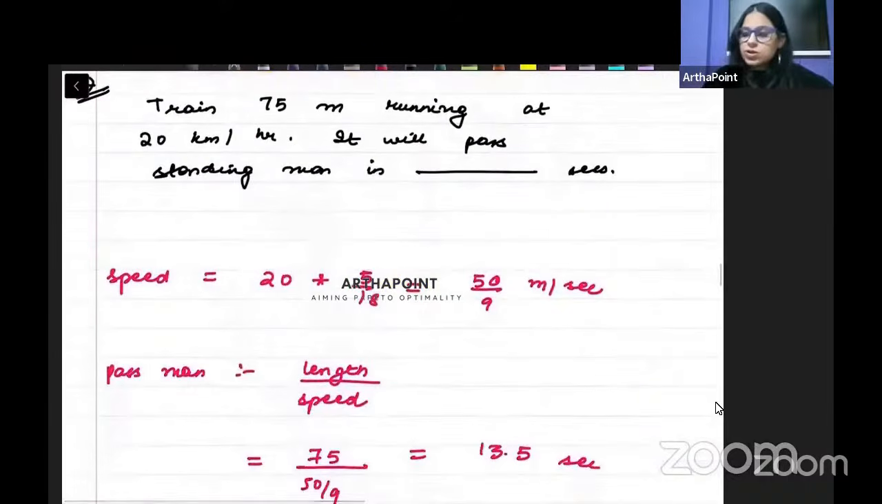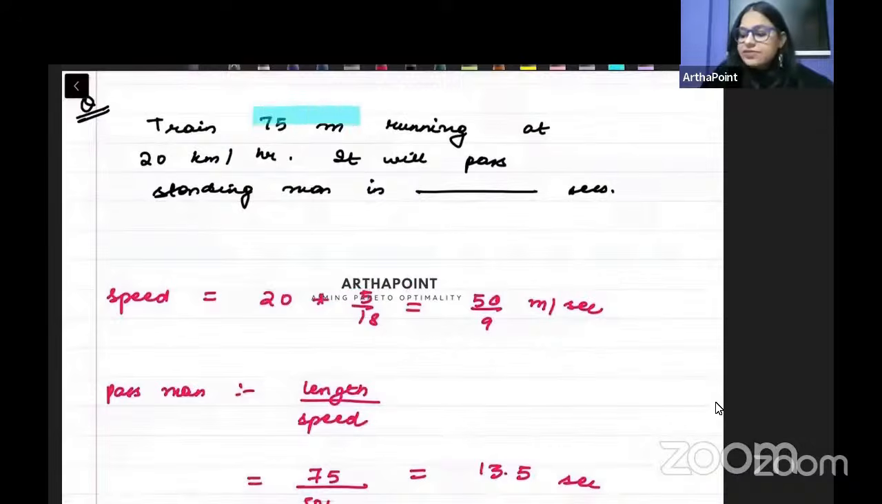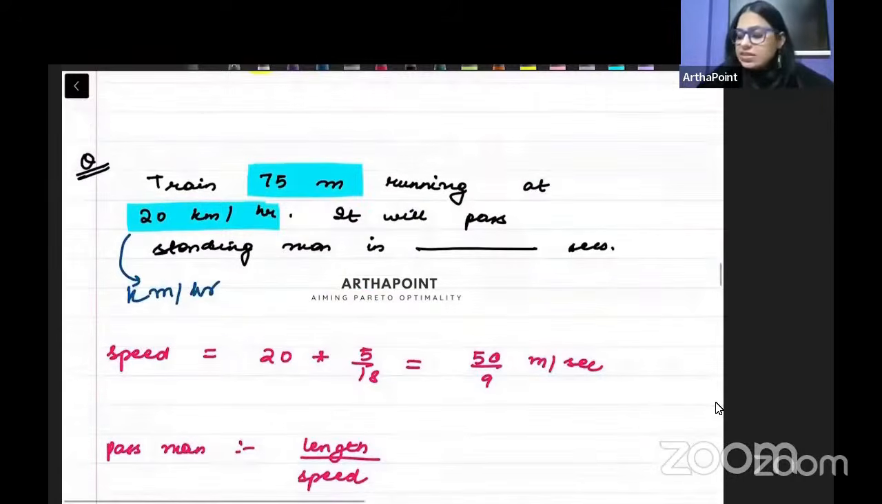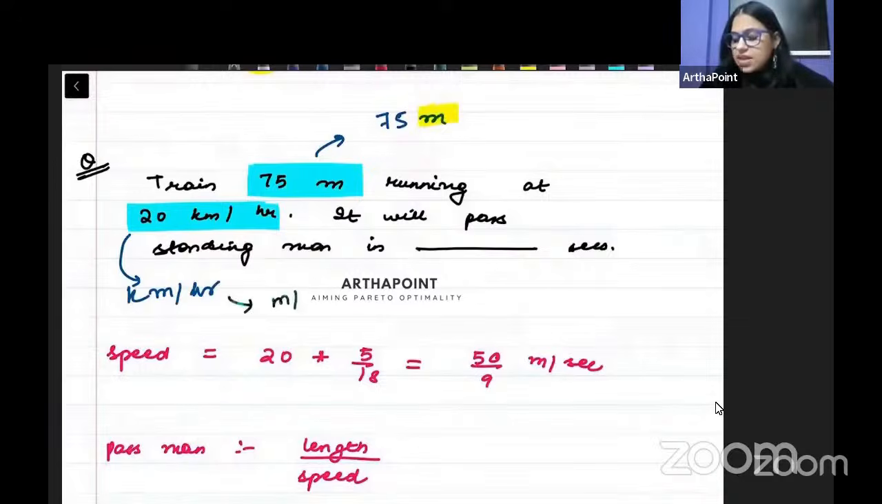Come to the next question. This says a train 75 meter long is running at the speed of 20 kilometer per hour. So notice very carefully, beta, the speed that is given is in kilometer per hour, but the length that is given is in meter. Since the length is in meter, first of all I have to convert the speed into meter per second. To convert it into meter per second, I need to multiply with 5 by 18. So I have multiplied 20 with 5 by 18, and when I did that, I got 50 by 9.